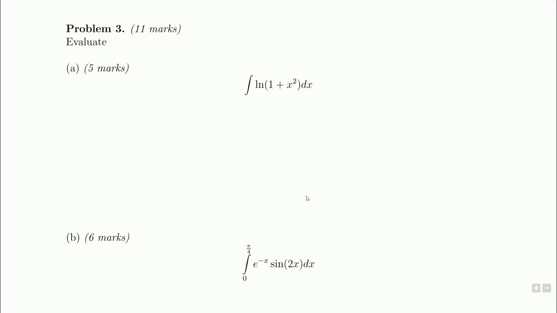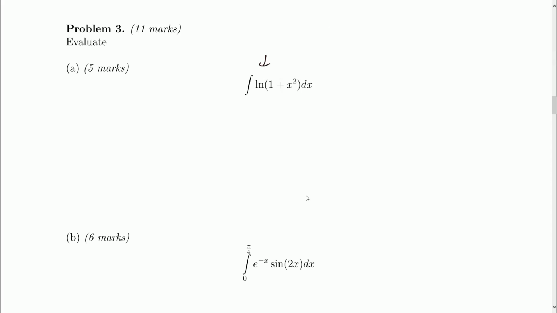Well, I could substitute. That certainly crosses my mind because I've got a composition. And what would I substitute? I'd probably let u be x squared plus 1. But then the derivative would be 2x dx, and I don't have a 2x lying around. I'm also a little suspicious of a substitution like this just because this is Calc 2, not Calc 1.